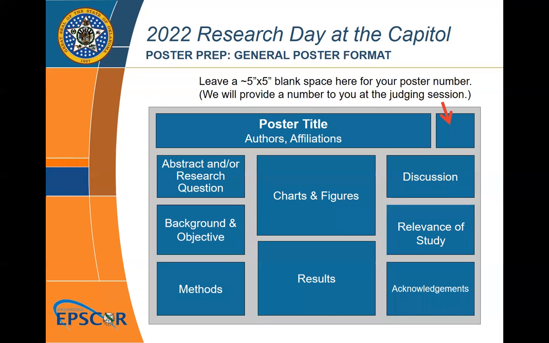So this is the general format for sections of a poster. The difference for this event compared to others is the addition of the 5 by 5 inch blank space in the top right corner of the poster. You need to leave that area blank for a poster number that we'll provide to you prior to your judging session.